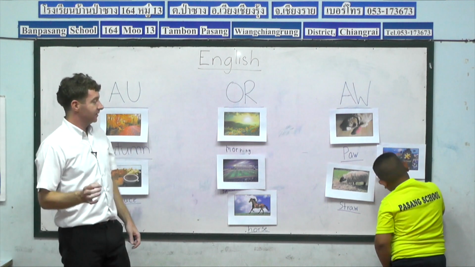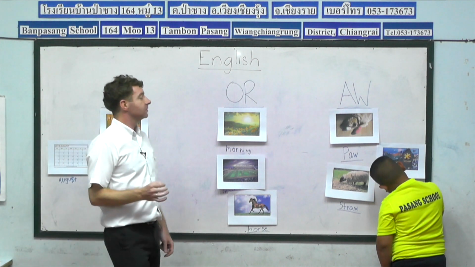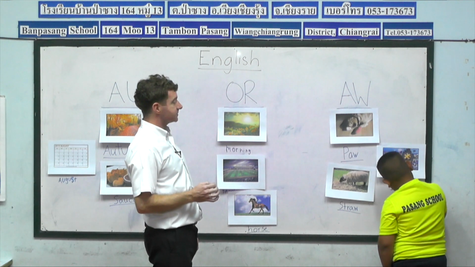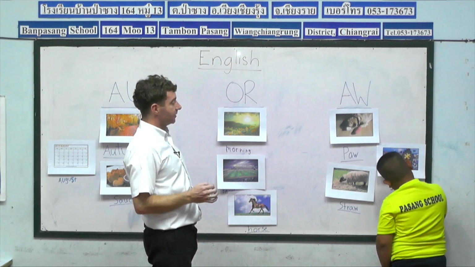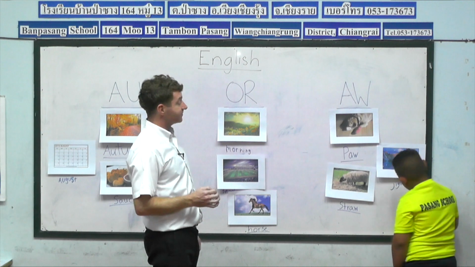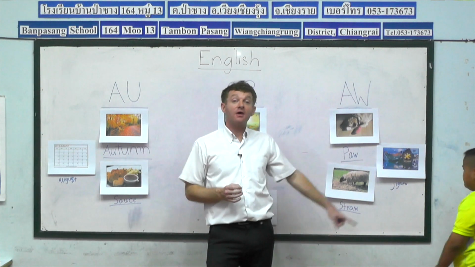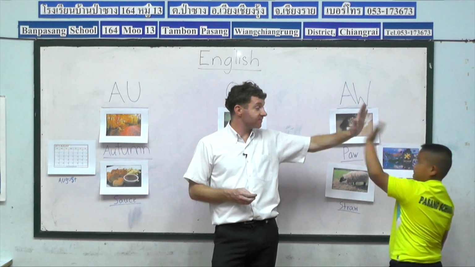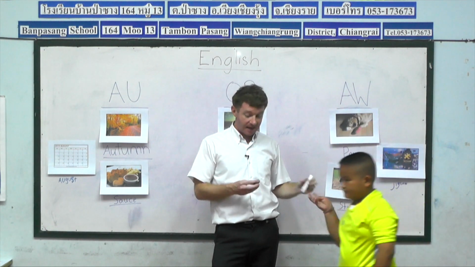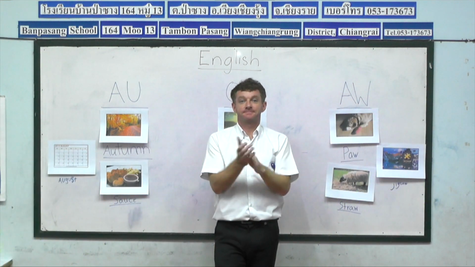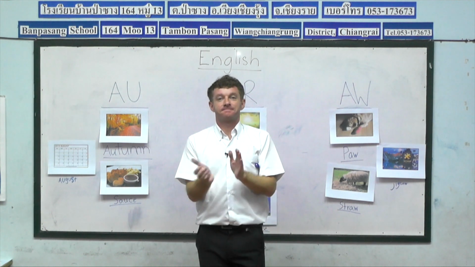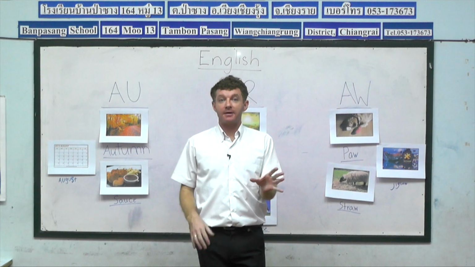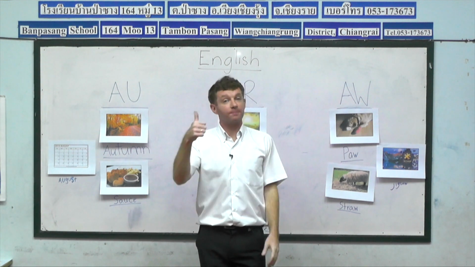J-I. Perfect. J-I-G-S-A-W. Excellent, Net. So all together, jigsaw. Brilliant. High five for Net and a big round of applause, please, guys. And now we've got all of our vocabulary on the correct parts of the board, spelled correctly.